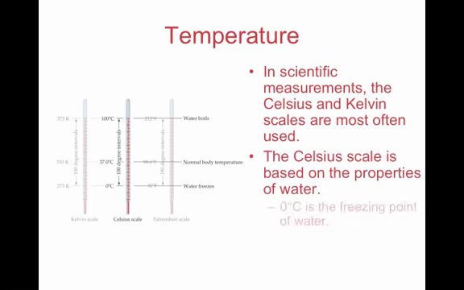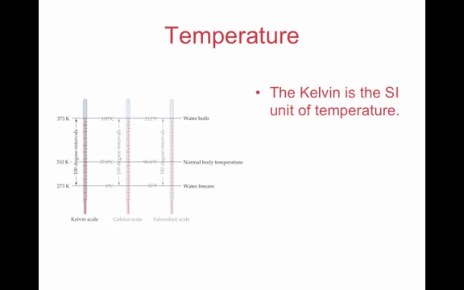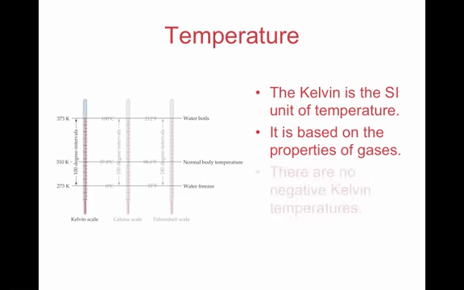The Celsius scale is based upon the properties of water. You should remember on the Celsius scale that water freezes at 0 degrees Celsius and water boils at 100 degrees Celsius. Now, the Kelvin is the SI base unit. How do we convert to the SI base unit? Well, take a step back. The Kelvin scale is actually based on the properties of gases. We're going to talk a little bit about that and their kinetic or their average energy later when we get to chapter 10. But it's based on the amount of energy that is in there.